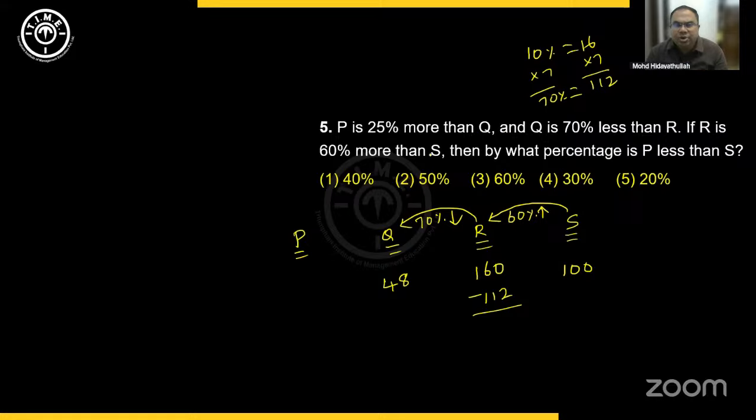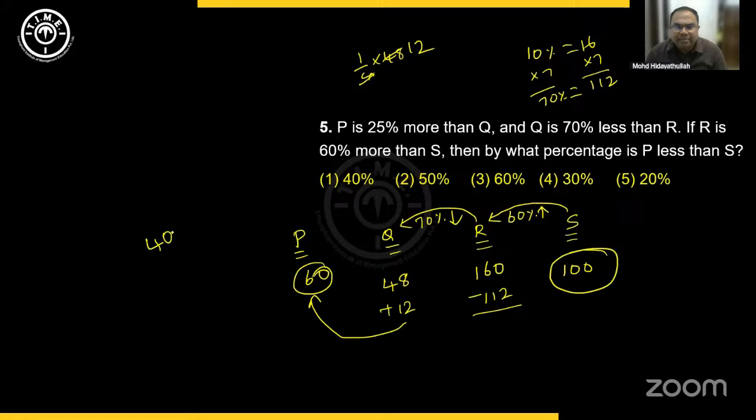And P is 25% more than Q. So P is 25%, meaning 1 by 4 of 48. P is 12 more. So P is 60. By what percentage is P less than S? S is 100, P is 60. Clearly P is 40% less. Choice 1.